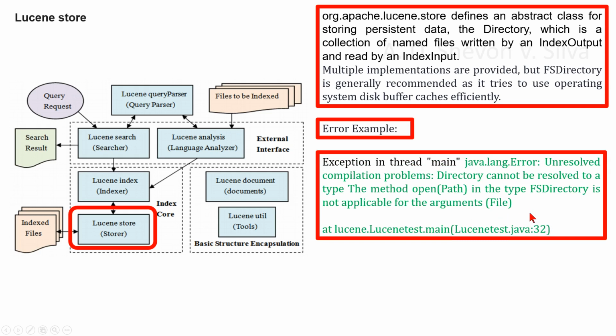As an error example, we can consider this one, java.lang.Error: Unresolved compilation problems. Directory cannot be resolved to a type. The method open(Path) in the type FSDirectory is not applicable for arguments (File).